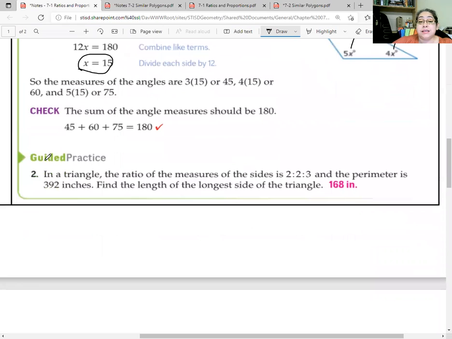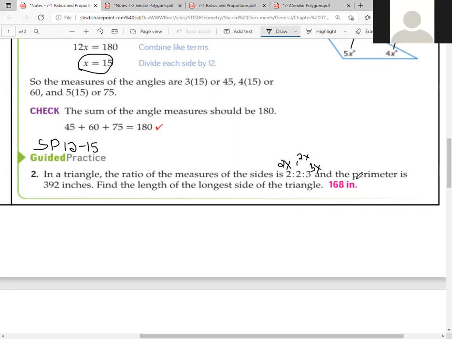Meanwhile, let's take a look at this in guided practice number 2, because it's this one that those questions 12 through 15 are actually most like. It says, in a triangle, the ratio of the measures of the sides is 2 to 2 to 3, which means I have one side length measure 2x, another side length measure 2x, and another side length measure 3x. And then I'm told the perimeter, add all the sides.